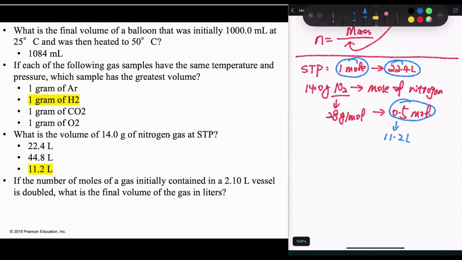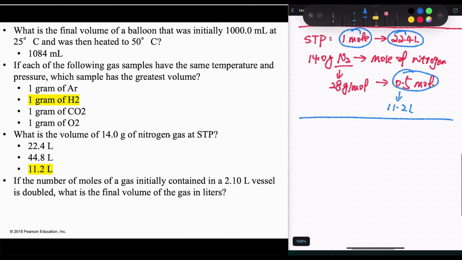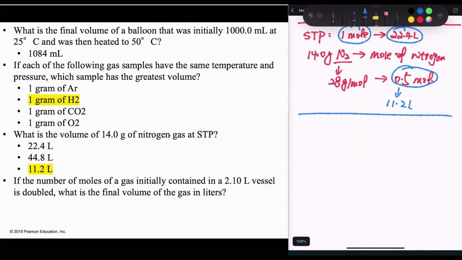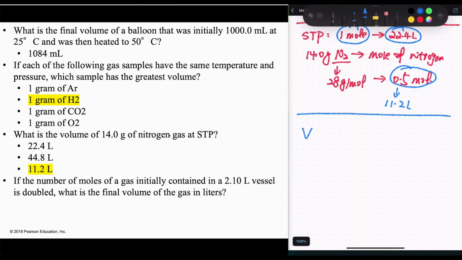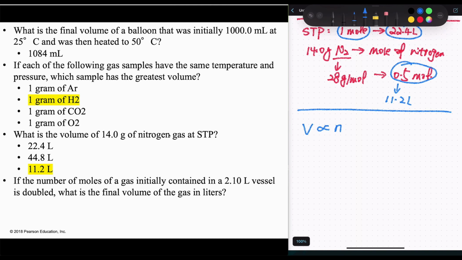It is asking: if the number of moles of a gas initially contained in a 2.1 liter vessel is doubled, what will be the final volume of the gas in liter? This question is testing whether you understand Avogadro's law. Avogadro's law says the volume of a gas is proportional to the amount of the gas. So if you double the amount of the gas, the volume of the gas will also double.